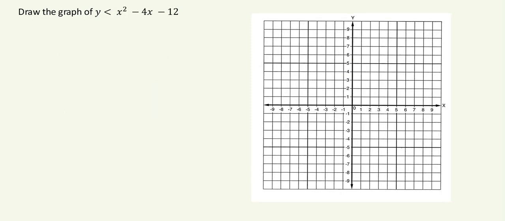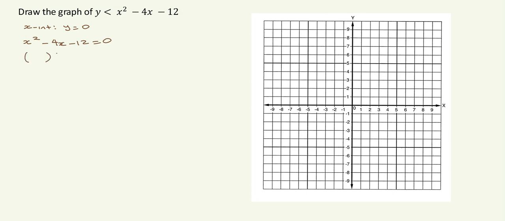Now we're going to try the same for a quadratic inequality. So we're going to try y is less than x squared minus 4x minus 12. So we have two things to worry about. We have the x-intercept, y equal to 0. So we have x squared minus 4x minus 12 equal to 0.